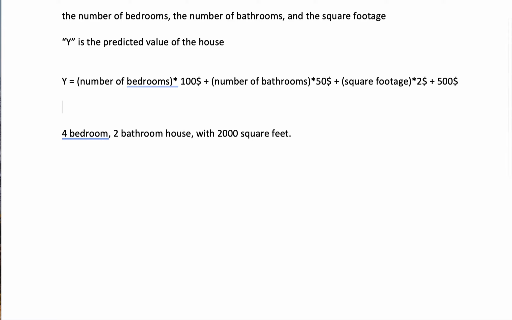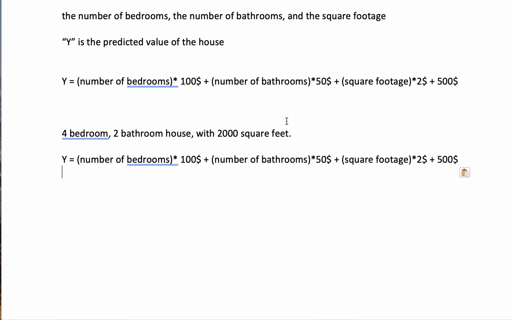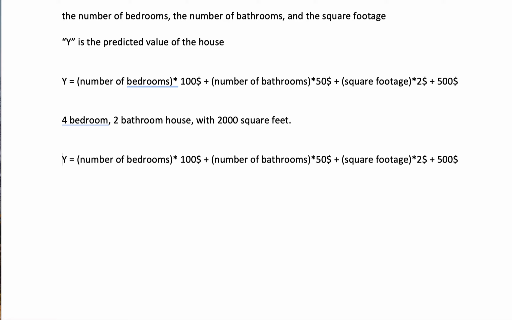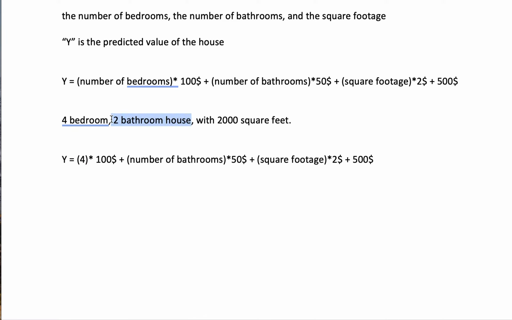I'm going to take this equation right here, copy it, and paste it here. And I'm going to plug in what we know. How many bedrooms are in the house? We said it's a 4-bedroom house. So where we have number of bedrooms, let's replace that with 4. How many bathrooms? We said it's a 2-bathroom house, right? So let's replace number of bathrooms with 2. And we said 2,000 square feet, so let's replace square footage with 2,000. And there we have a simple equation that we can now solve for.